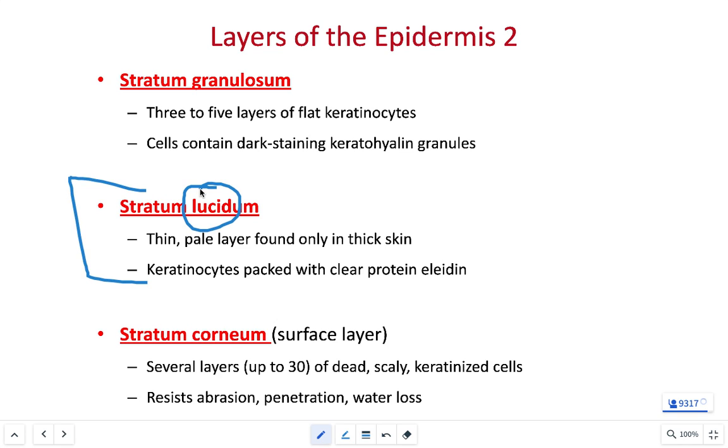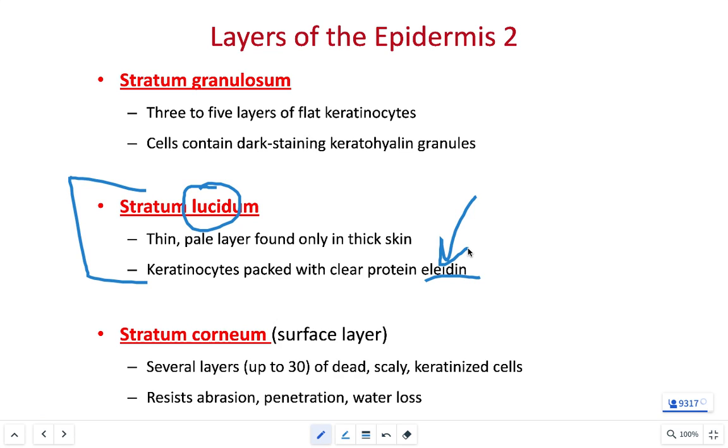Within this stratum lucidum, the keratinocytes have an additional protein. In addition to keratin, there's also eleidin. This protein helps the keratinocytes stick together for a longer period of time. Because these keratinocytes are extra adhesive to each other, we can have a really thick stratum corneum. Thin skin doesn't have the stratum lucidum. It lacks that clear protein, and consequently, the stratum corneum of thin skin isn't going to be as many layers thick.